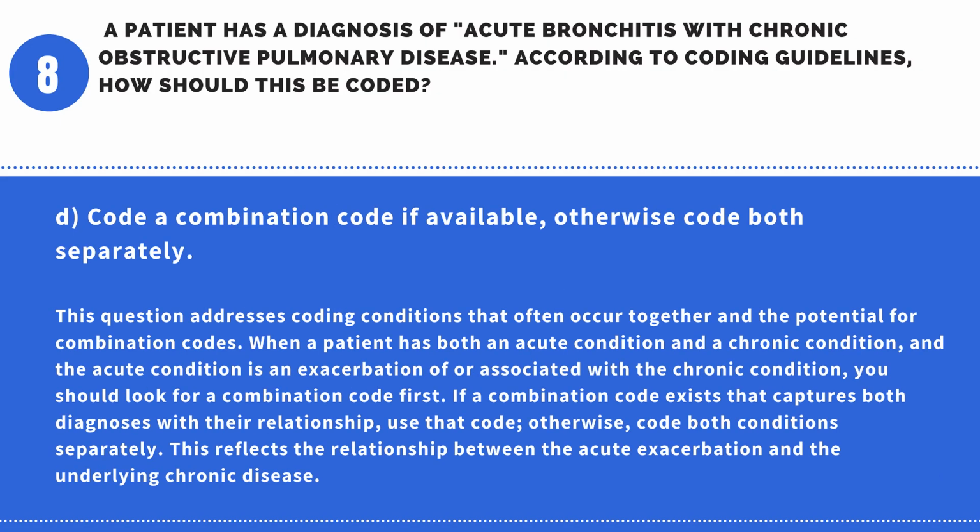Answer: D. Code a combination code if available, otherwise code both separately. This question addresses coding conditions that often occur together and the potential for combination codes. When a patient has both an acute condition and a chronic condition, and the acute condition is an exacerbation of or associated with the chronic condition, you should look for a combination code first. If a combination code exists that captures both diagnoses with their relationship, use that code, otherwise, code both conditions separately. This reflects the relationship between the acute exacerbation and the underlying chronic disease.